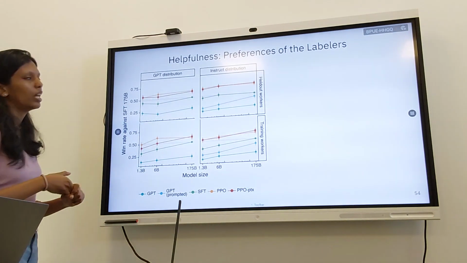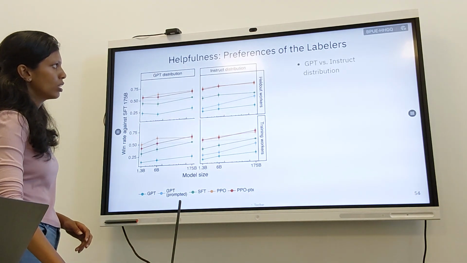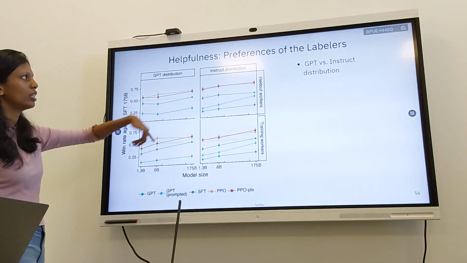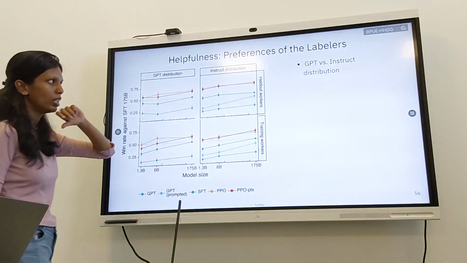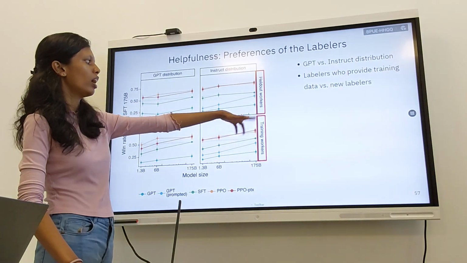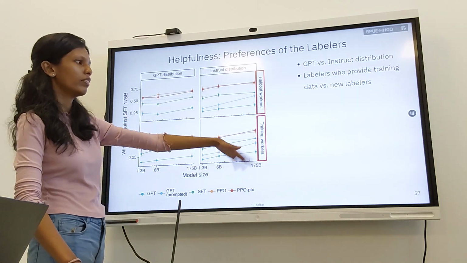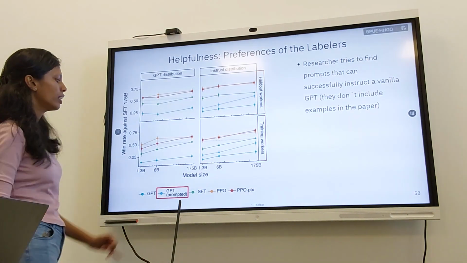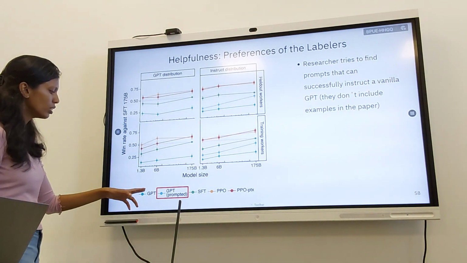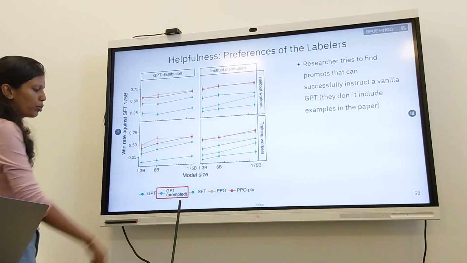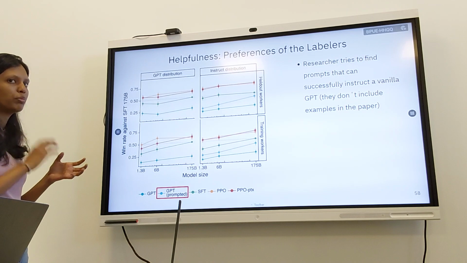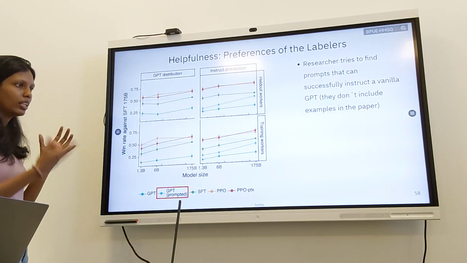Now let's look at helpfulness. What they have basically done is test on the GPT distribution and also the instruct distribution separately. Here they have the held-out workers, the separate annotators that they hired only for evaluation, and also the training workers, so they tested on them as well. They tested the preferences of the labelers using all these models. This GPT prompted is the one where they prompt the GPT to be more instruction-like, they just add a prefix to the prompt to make it more instruction-like, and then you get the model.